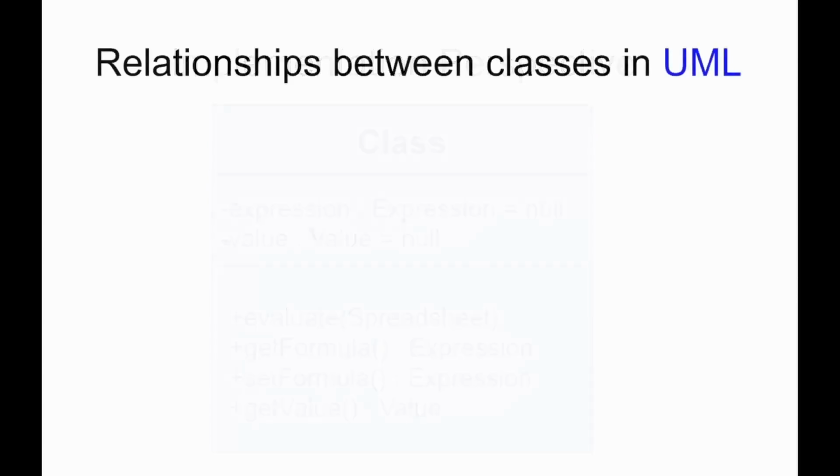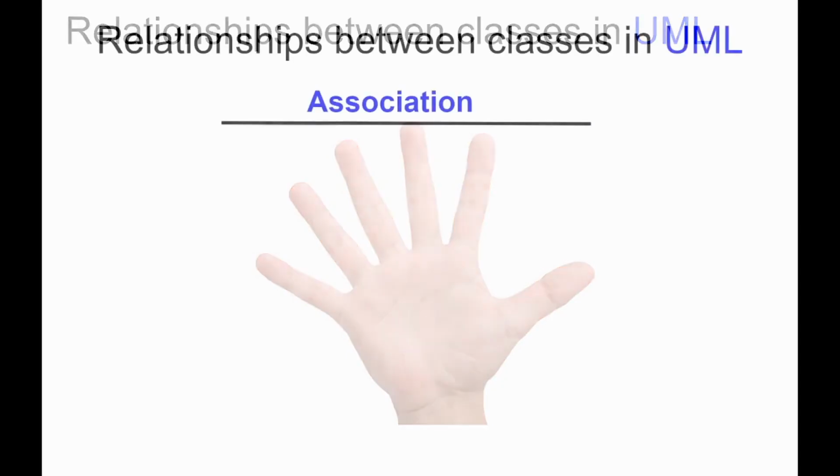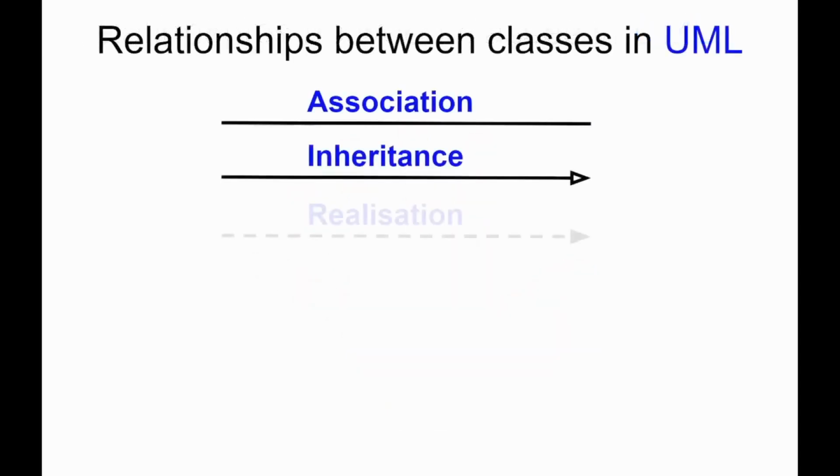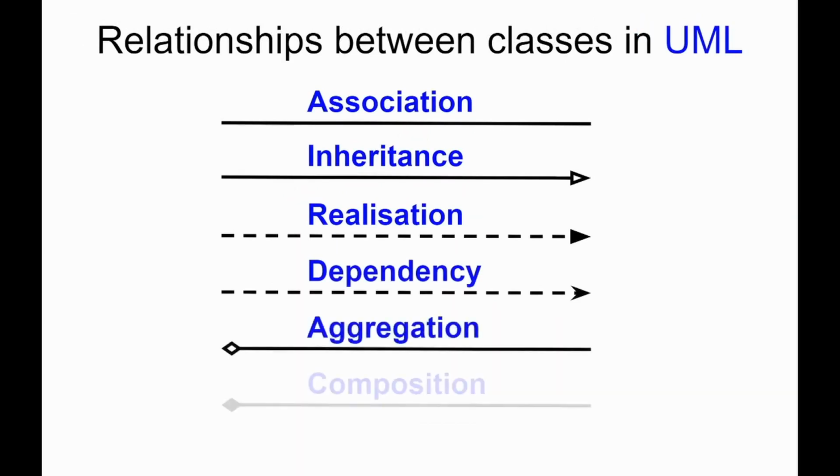Now, let's have a look at the relationships between classes. I will describe the 6 main types of notation that are most common. These are association, inheritance, implementation, dependency, aggregation, and composition.